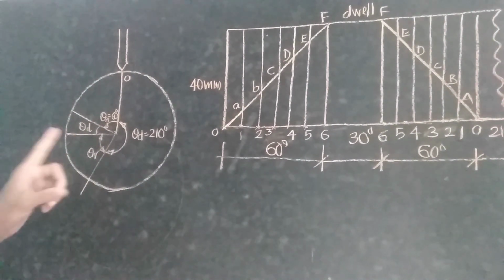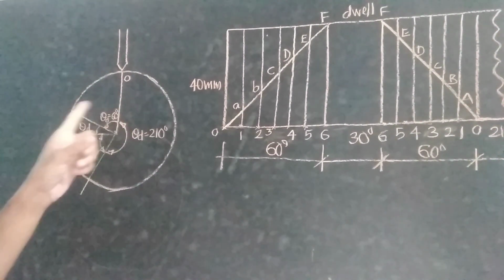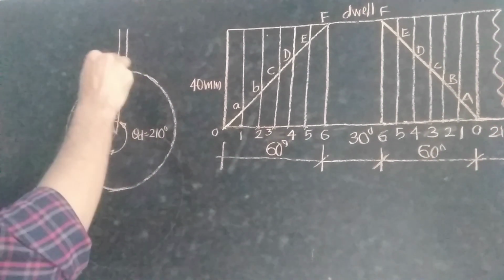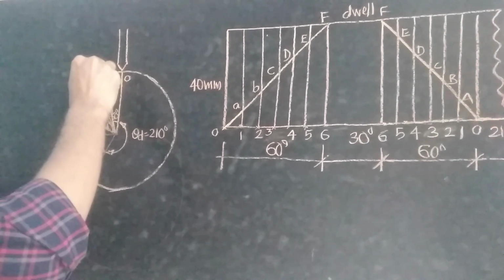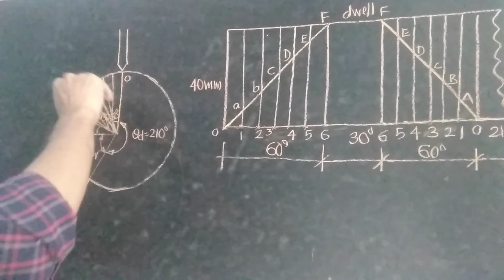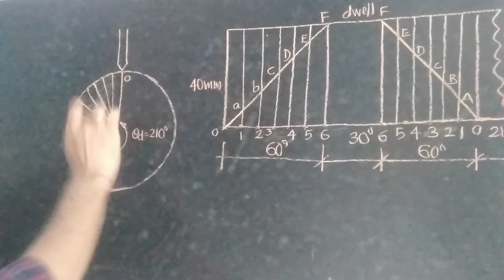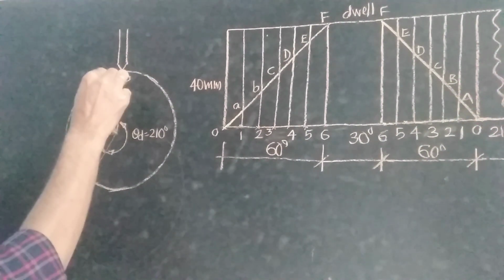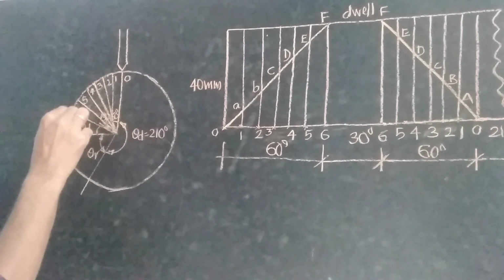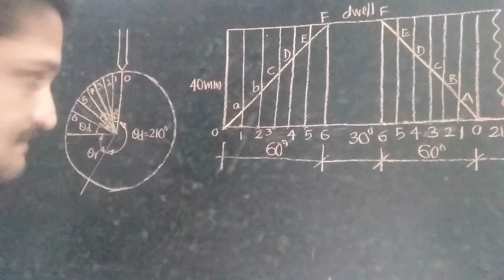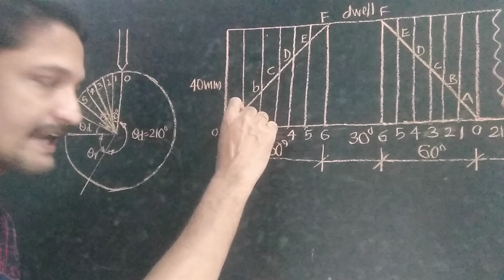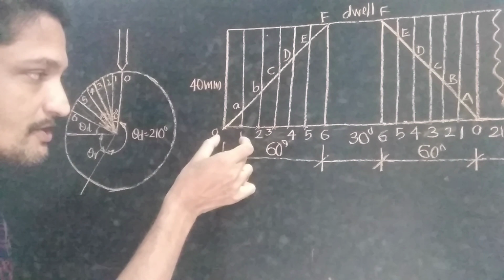Then we have to divide this outstroke into 6 equal parts: 1, 2, 3, 4, 5, 6 equal parts. Then we can represent that distance 1a during the 10 degree of rotation.